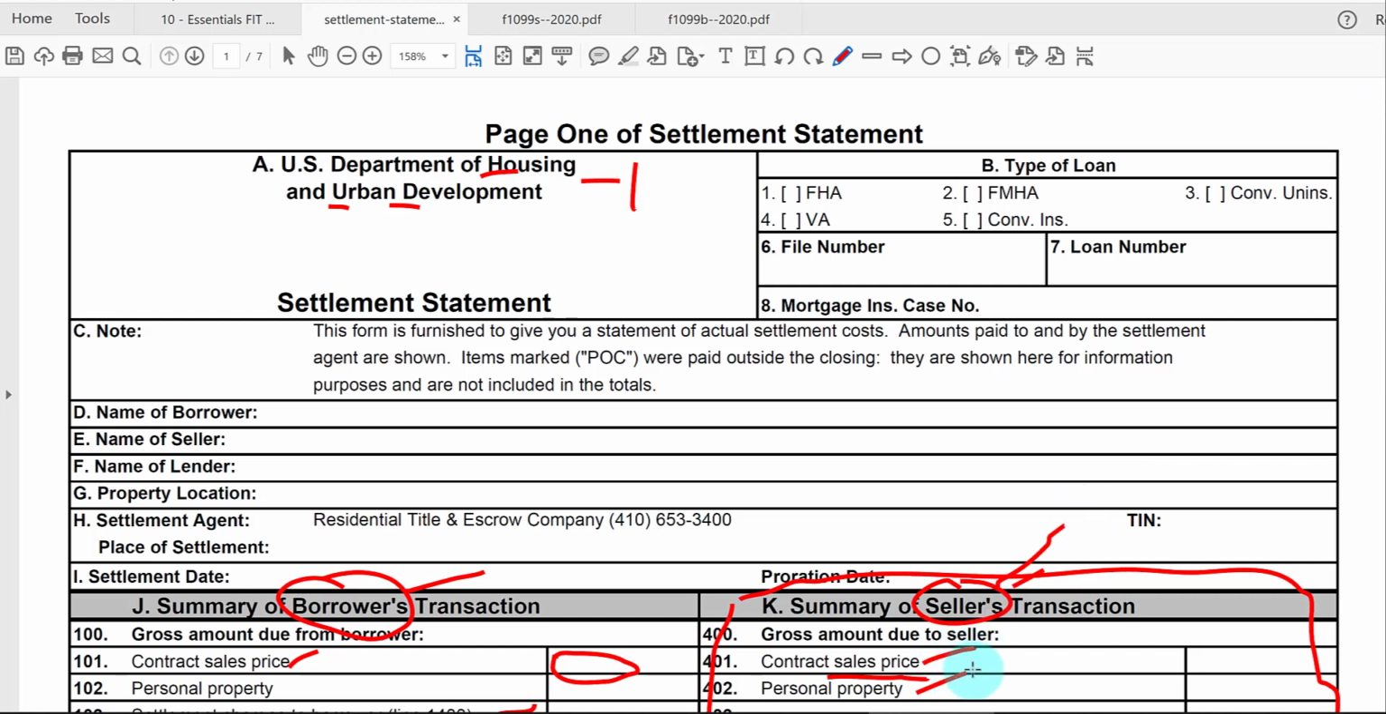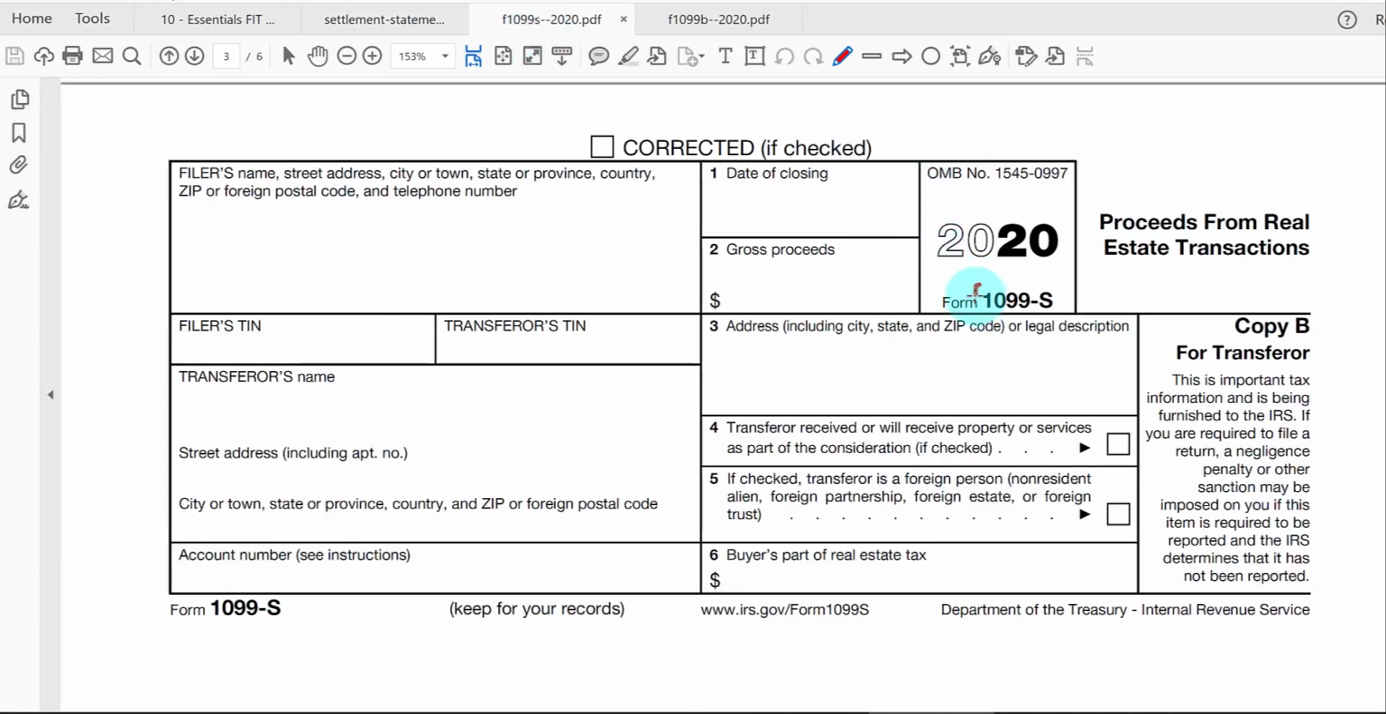Now, this gross sales price is also recorded by the escrow company on a tax form here called a 1099-S. And you can see the gross sales price right here and the description of the property over here that's being sold. And a copy of this is going to go to the IRS. Here's the sales price. Not sales price, the date of sale. Okay, that's a 1099-S.